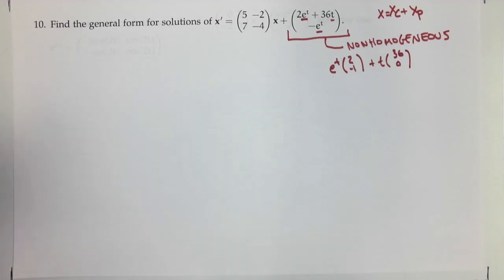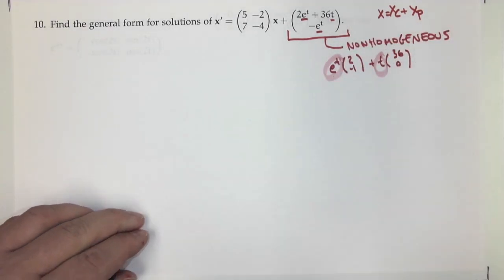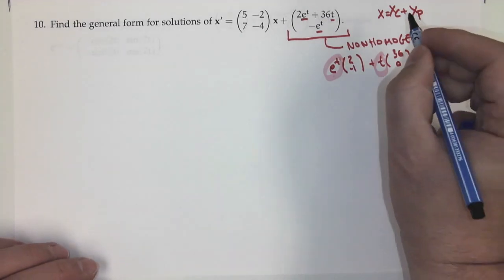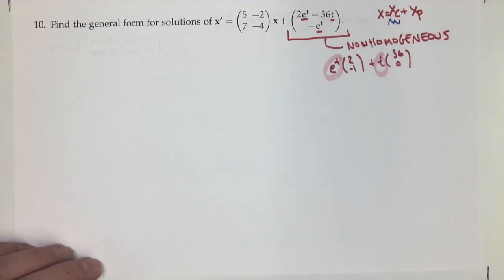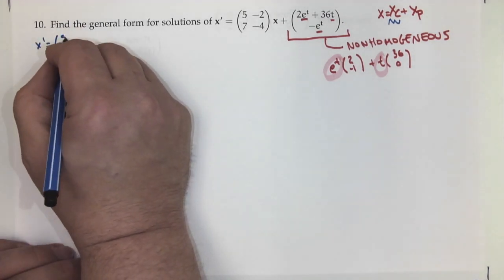And you say, what do these functions look like? Do they look like what we would want to see in the method of undetermined coefficients? In other words, exponentials, sines, cosines, t to whole numbers. And the answer in this case is yes. So good. We know we're in undetermined coefficients. So the first thing we're going to do is focus on the xc. We're going to drop the non-homogeneous part for a few minutes.